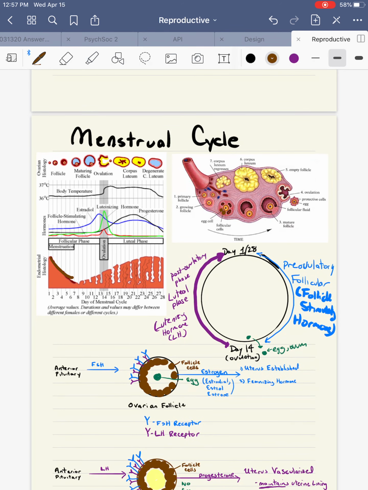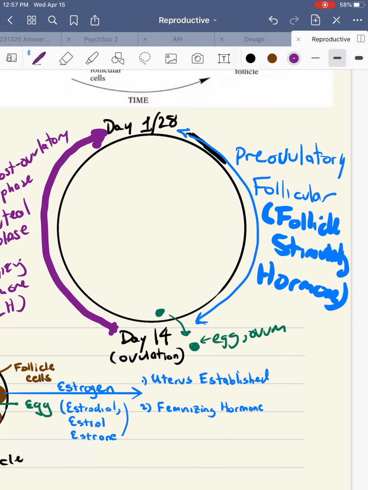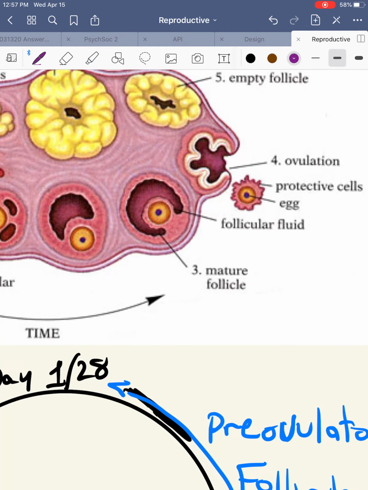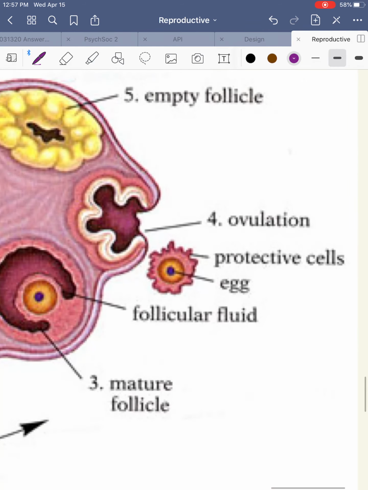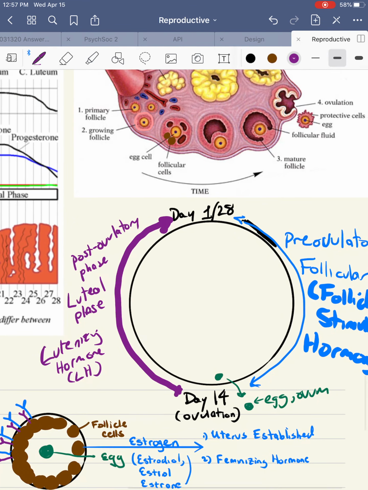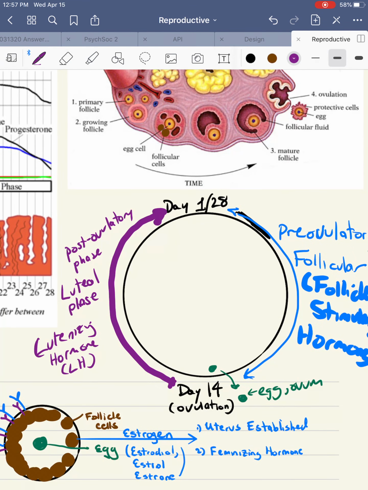Next up, on day 14, right at this period, we have what you call right before ovulation. Ovulation is the release of the egg into the abdominal cavity of a woman, which will eventually reach the fallopian tube. Here's ovulation for you right over here, number 4. If we go over here, right before ovulation, this is very important. This is a very high yield question.